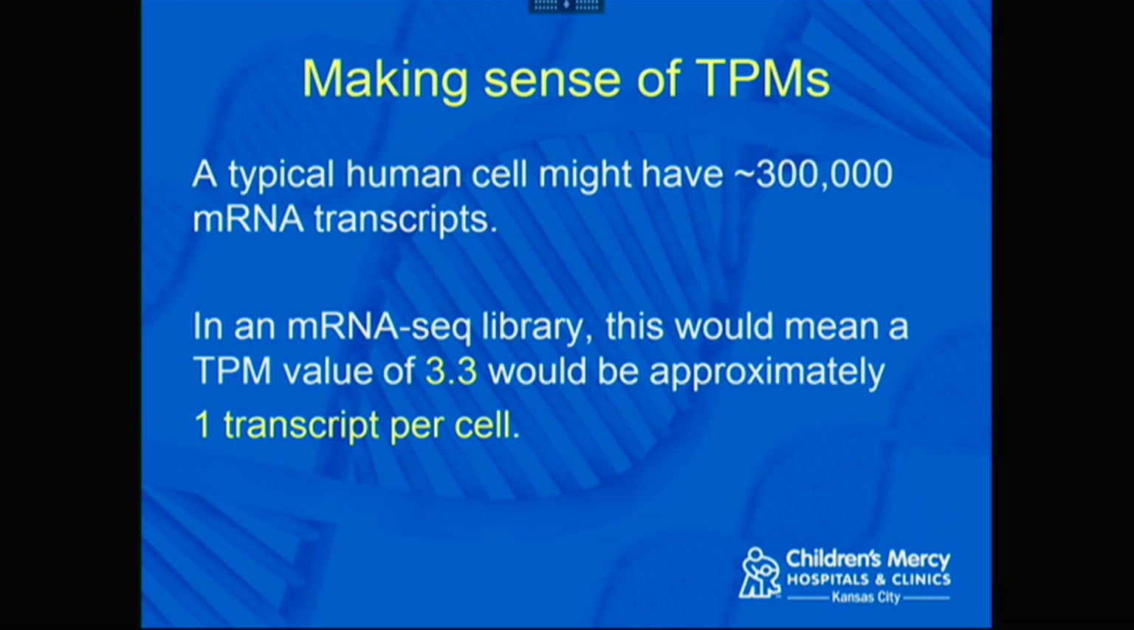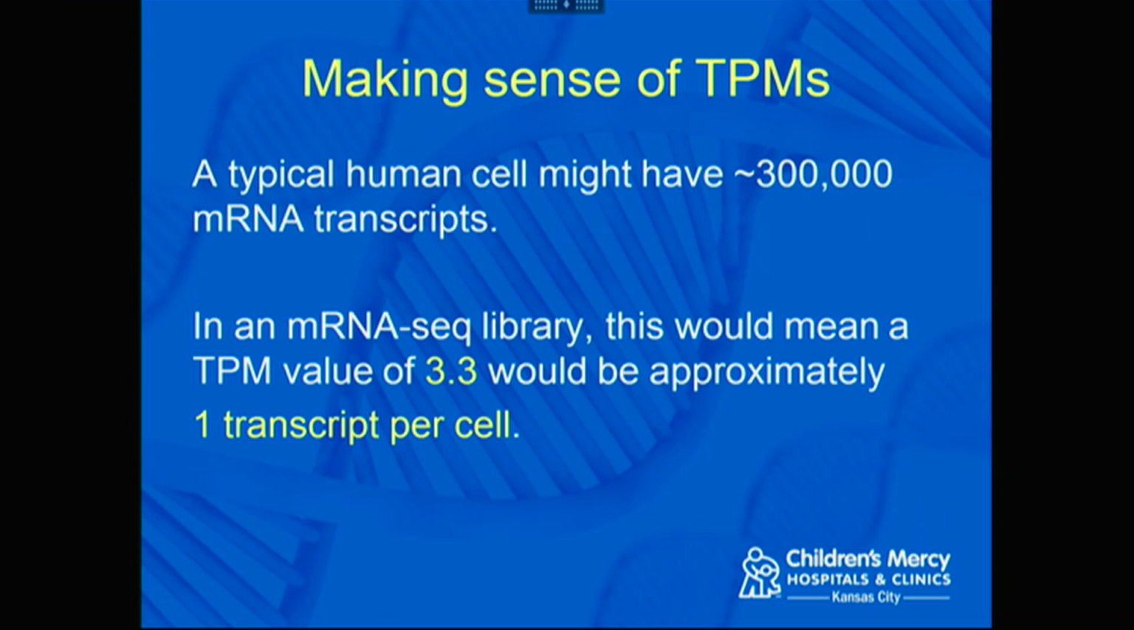So these studies all came to a similar conclusion. They were off by less than an order of magnitude, which in bioinformatics is like a miracle. So they basically said a typical human cell has probably 300,000 mRNA transcripts. So if you work backwards mathematically, that means a TPM value of 3.3 would be approximately a single transcript per cell. I think most people would say one transcript per cell is pretty lowly expressed.